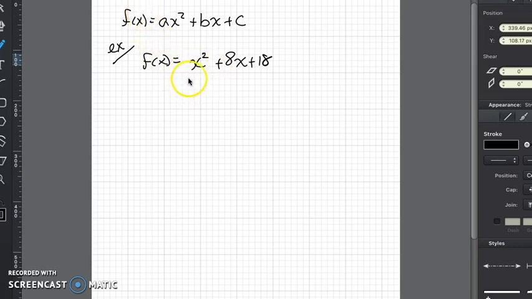So let's start with this example here. I have x squared plus 8x plus 18. What I want to do is break it up into parts, and what will happen is it'll turn into vertex form. So let's take a look at that. Okay, so I am going to first look at my parts. I have 1 for a, a positive 8 for b, and a positive 18 for c.